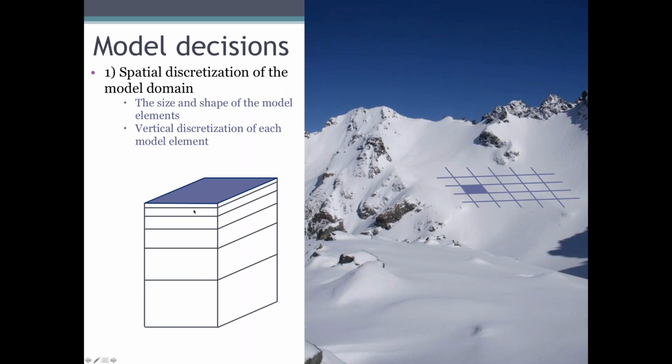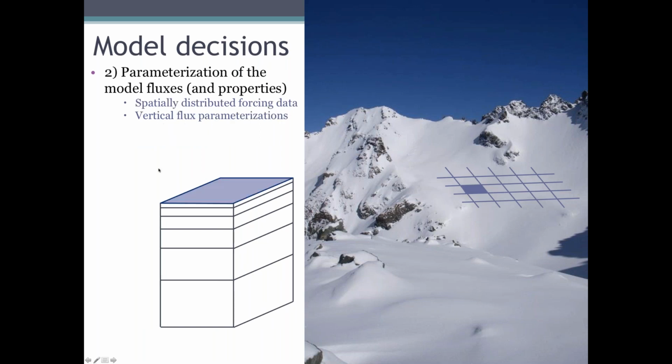We also have choices in our vertical discretization of each model element. How many layers do we want in the snowpack? How thick do we want those layers? When do we want the snow to change to have more layers or fewer layers? There's a lot of variability in how different models handle this. We'll be talking about this quite a bit on Monday. Also, the parameterization of the model fluxes and the properties. How do you spatially distribute the forcing data? We're talking about that next Wednesday.